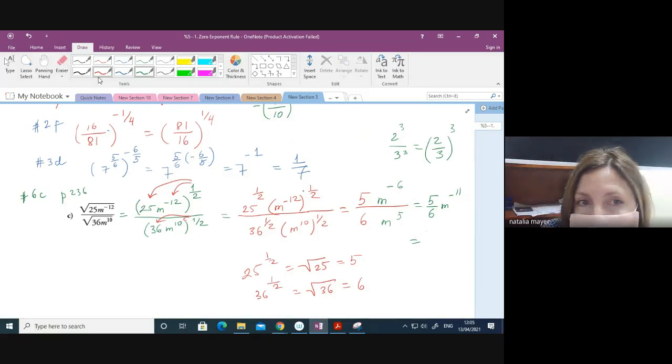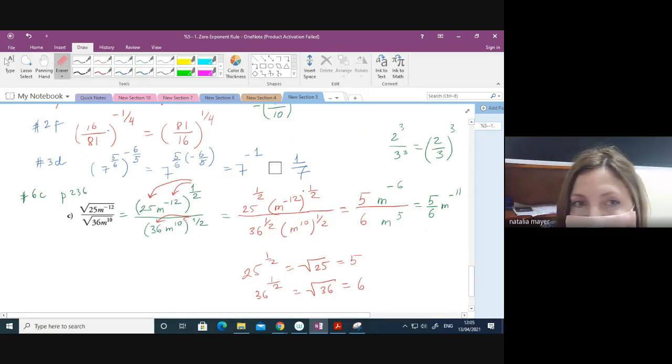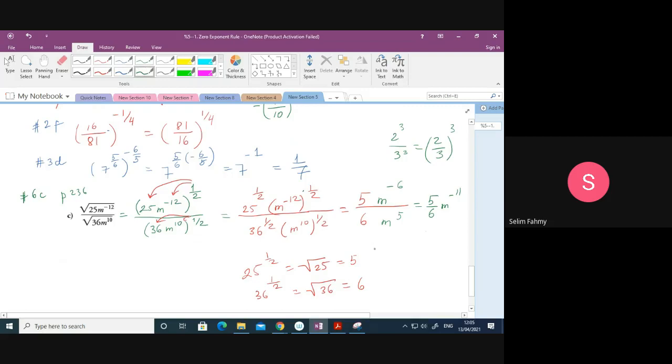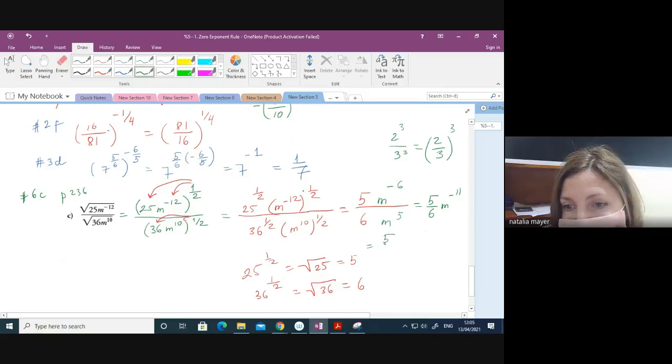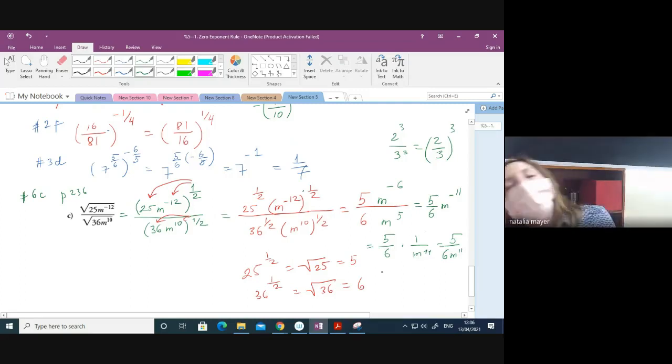So it becomes 5 over 6 times 1 over m to the power of 11. Agree? So all of it is 5 over 6m to the power of 11. This is the final answer. Okay, so look, we are done.